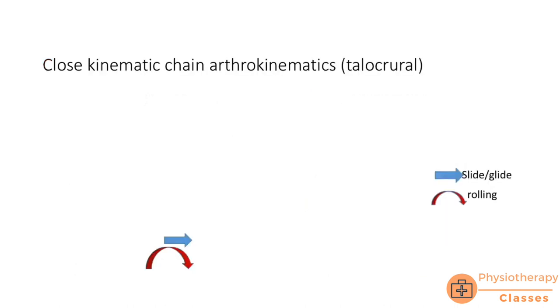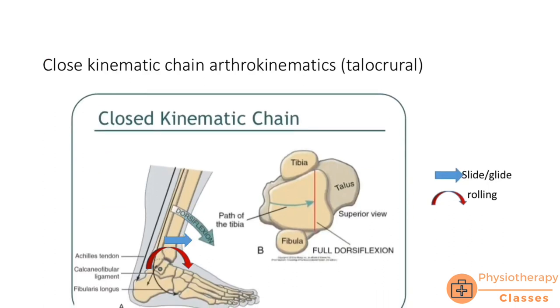During closed kinematic chain, the tibia will move on the talus. That means the concave surface will move on the convex surface. So during dorsiflexion, the tibia will move anteriorly and its surface also will slide anteriorly because the surface of the tibia is concave. During plantar flexion, the tibia will move posteriorly and its surface also will slide posteriorly.